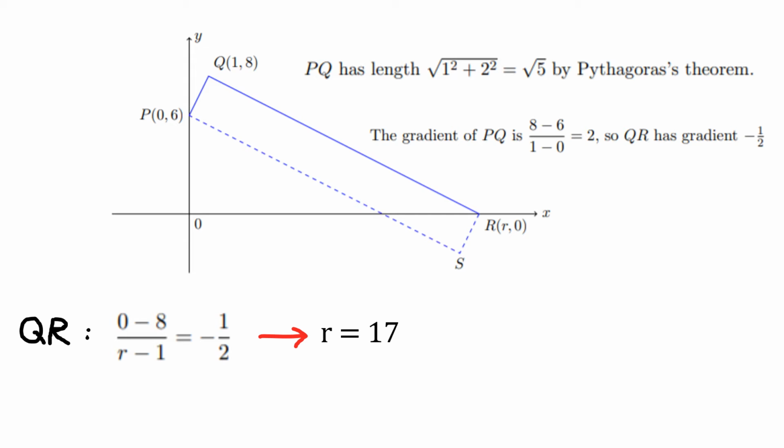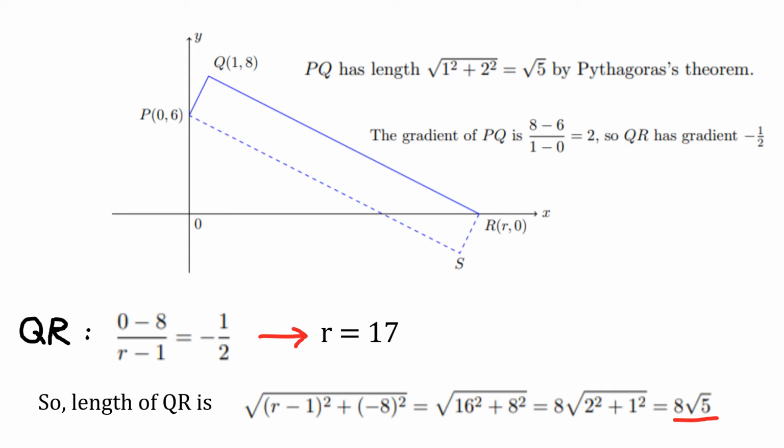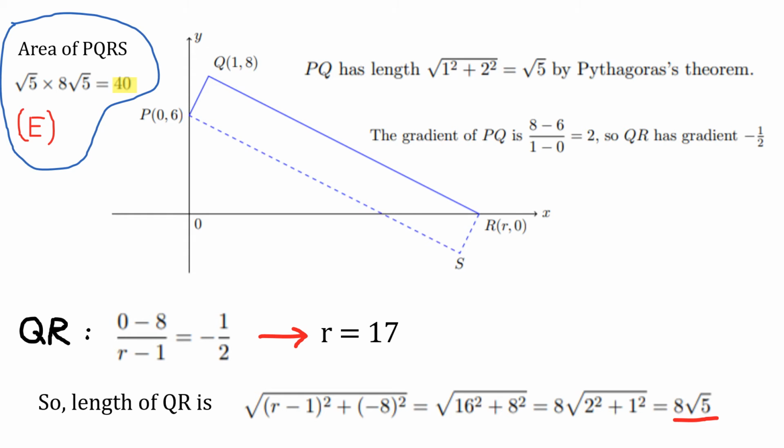Now we have the coordinates of R, 17, 0, and we should be able to find the length of QR. Again, using Pythagoras, we get a value of 8 root 5. Now we've got the length of PQ and the length of QR, so it's simply a matter of multiplying the two together. Root 5 times 8 root 5, and from that we get 40, which was E.